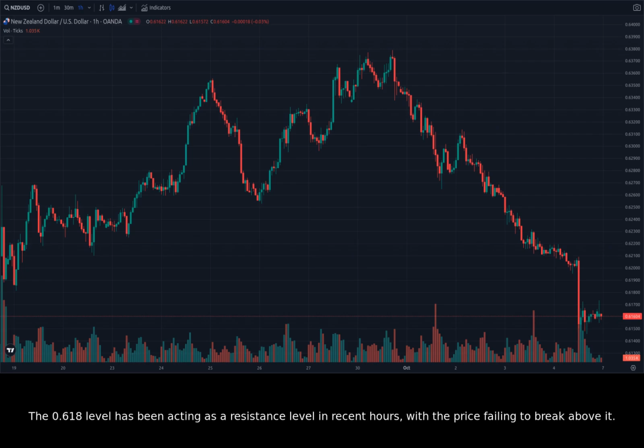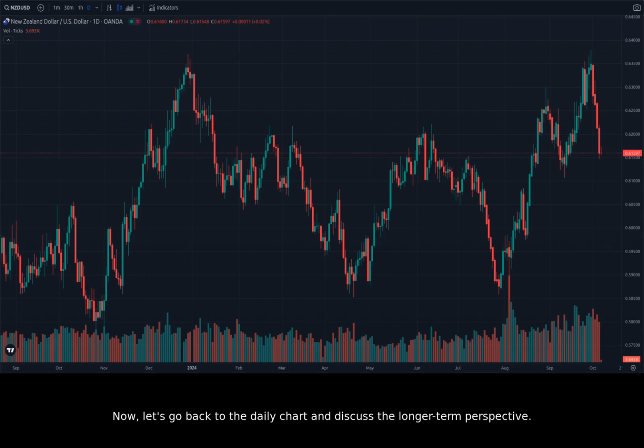The 0.618 level has been acting as a resistance level in recent hours, with the price failing to break above it. If the price can break above 0.618, it could signal a stronger rebound. On the other hand, the 0.615 level has been acting as support, with the price bouncing off it. A break below 0.615 could signal further weakness in the NZD. Now, let's go back to the daily chart and discuss the longer-term perspective.